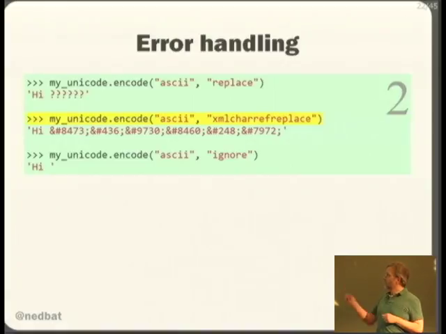We can also say, if you can't deal with it, then insert the XML character reference that represents that character instead. So here I get an H and an I and a space, which are valid ASCII, and then the rest of the things come out as XML or HTML character references, which is very handy if you happen to be producing XML or HTML. You can even say, just ignore it, just skip over that character, and we just get the string hi space.